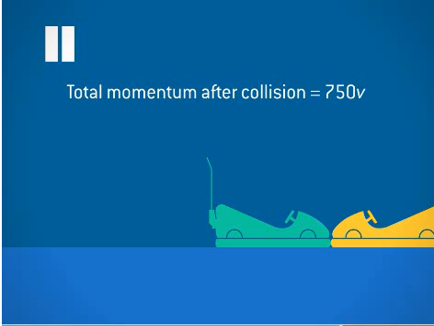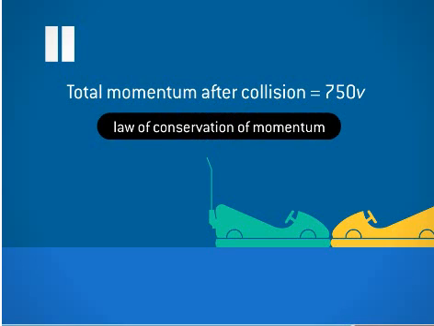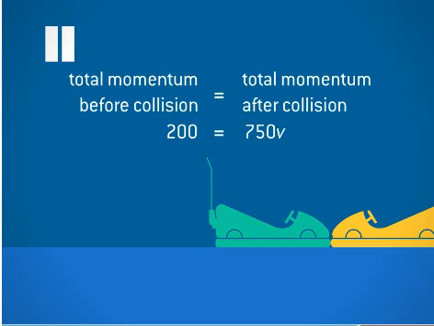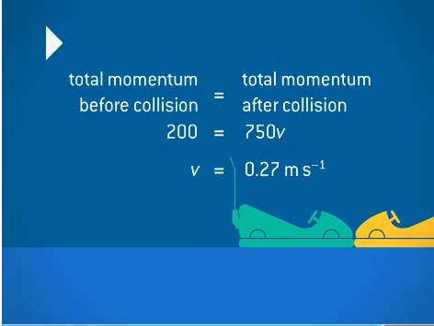Assuming no external forces act on the object, the momentum before the collision is equal to the momentum after the collision. This is the law of conservation of momentum. So, 200 kilogram meters per second equals 750 kilograms times v. v equals 200 divided by 750, which is 0.27 meters per second. Notice that this speed is positive. If the final answer was negative, it would mean that the cars were moving in the opposite direction.